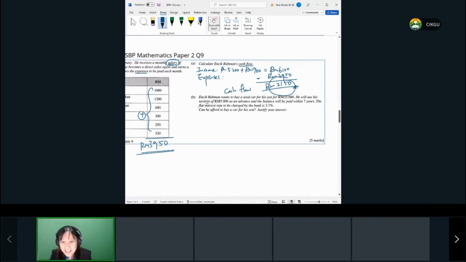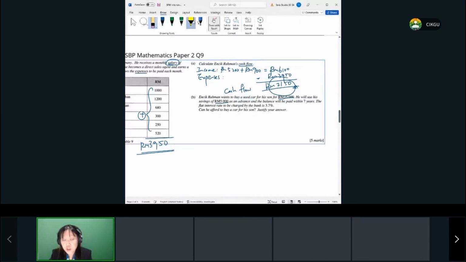Next, if you read the question, guys, part B, this Encik Rahman wants to buy a used car for his son, for 35,000. He will use his saving of 5,000 as an advance. Let's say he has some saving. What is the meaning of advance?